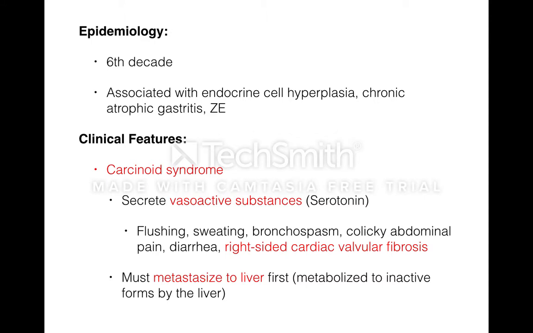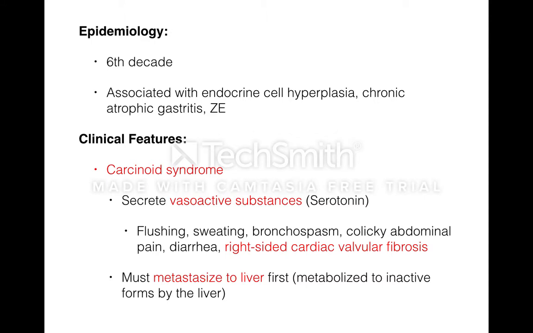Carcinoid tumors typically occur in the 6th decade, and gastric carcinoids are associated with endocrine hyperplasia, chronic atrophic gastritis, and Zollinger-Ellison syndrome. Patients can present with carcinoid syndrome. This occurs when the cells secrete vasoactive substances, being serotonin. This results in flushing, sweating, bronchospasm, colicky abdominal pain, diarrhea, and right-sided cardiac valvular fibrosis.